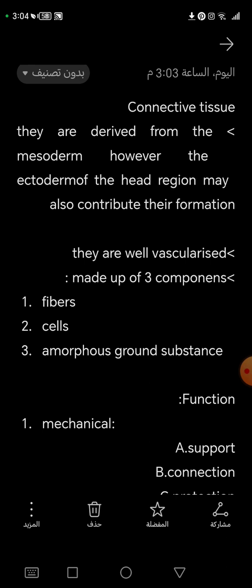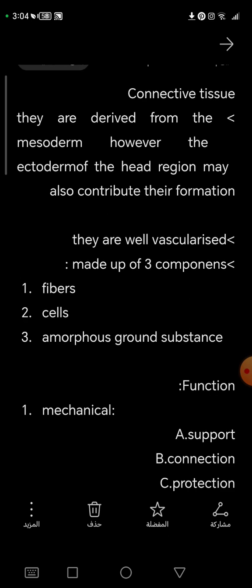Okay, the types of macrophages and other cells, but now we will just see a general feature of connective tissue, general information. They are derived from the mesoderm, however the ectoderm of the head region may also contribute to their formation.